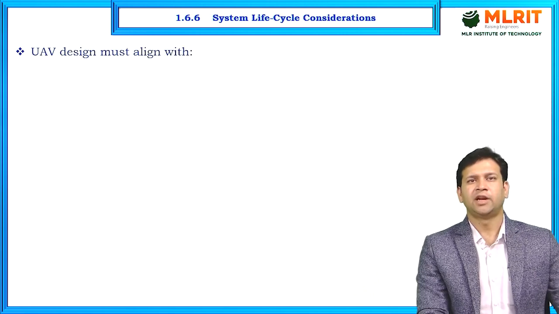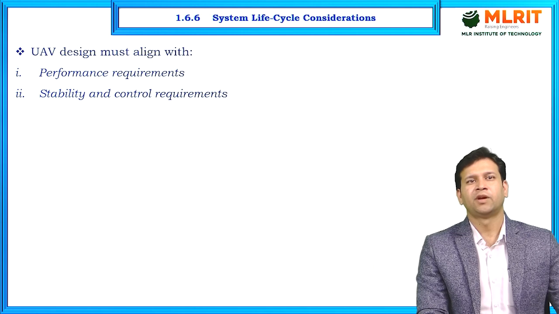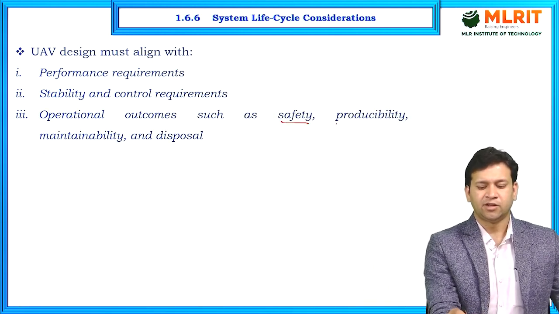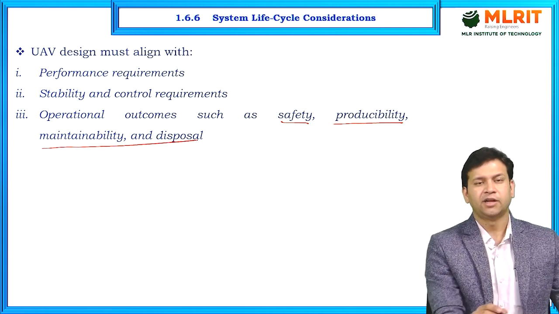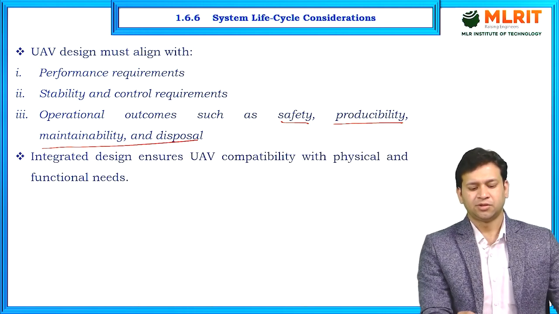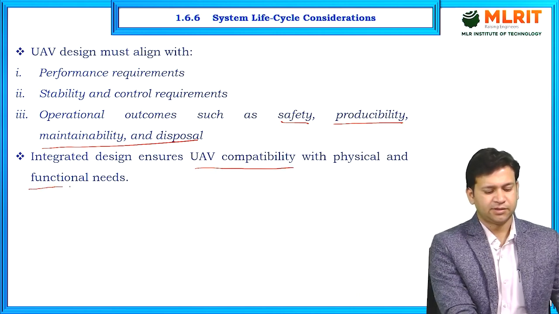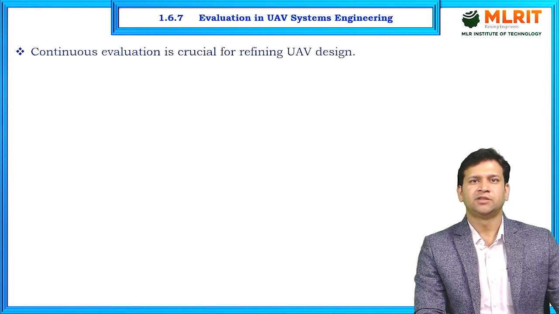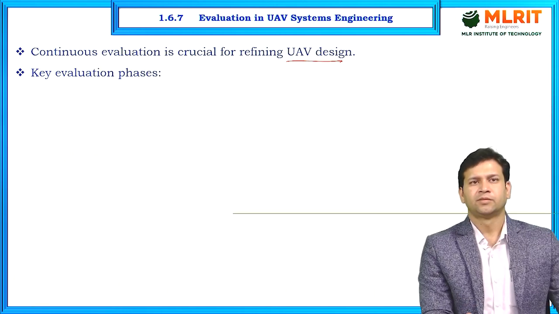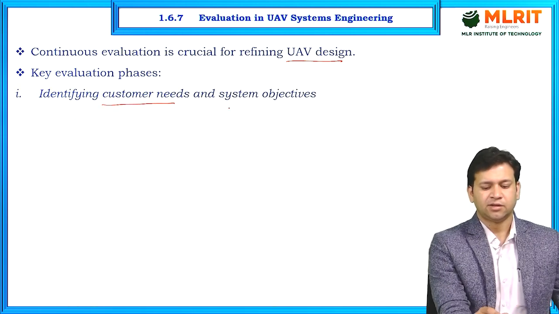UAV design must align with performance requirements, stability and control requirements, operational outcomes such as safety, producibility, maintainability, and disposal. Integrated design ensures UAV compatibility with physical and functional needs. Continuous evaluation is crucial for refining UAV design. Key evaluation phases are identifying customer needs, system objectives.